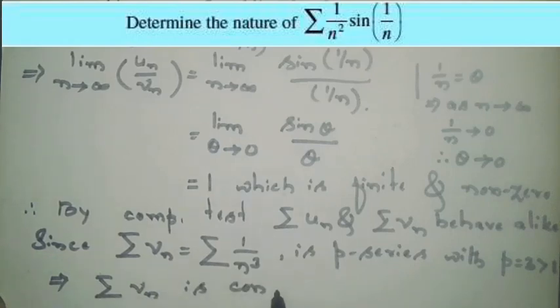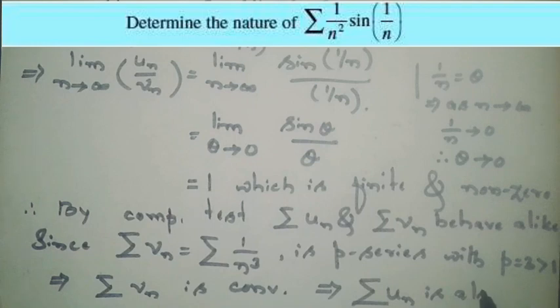By the definition of p series and the nature of the p series, we can say when p value is greater than 1, the p series is convergent. When summation vn is convergent, it implies the given series summation un is also convergent. So this completes the solution of this particular problem.